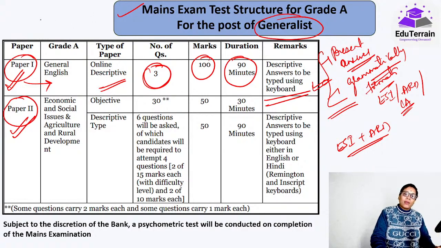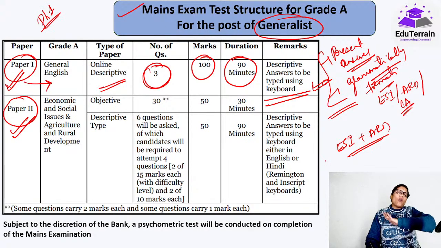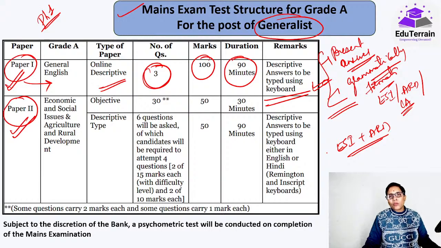Phase 1 is, sorry I forgot to add this, phase 1 would be common for all the disciplines, same paper, no change. But phase 2 it would differ. For generalist it would be ESI plus ARD and for specialist post it would be the post.